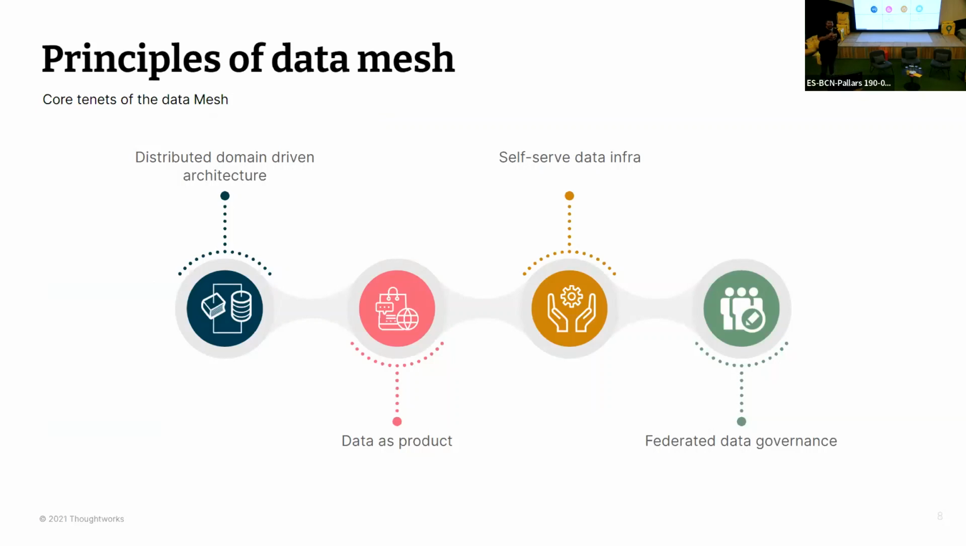The second one is treat data as a product. Like in the previous picture, we were looking at data coming from the operational world. Sometimes we just send data to our analytical plane without even knowing what it is going to be used for. And at some point, the analytics team is going to consume the data, trying to make sense of it and to get insight from it.